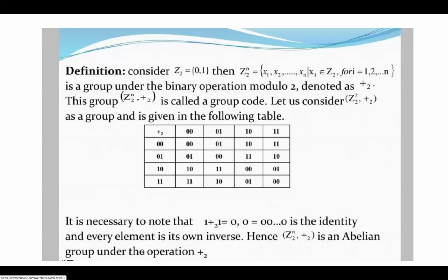So here 0 is the identity element in this group, and every element is its own inverse. So the inverse property is also satisfied, and identity is also satisfied. Hence Z square, Z raised to n plus, that is binary addition, is an abelian group under the operation of binary addition. Okay, it is the abelian group.